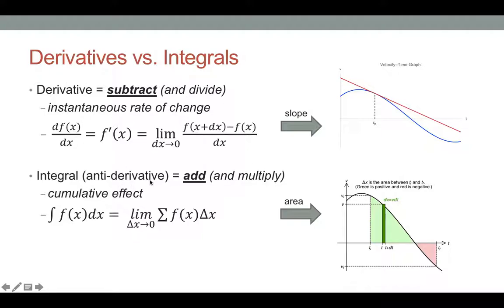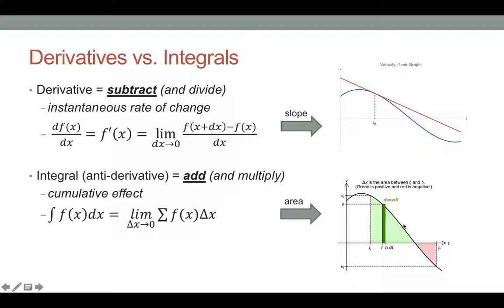In integration, we're doing the opposite. We're adding things up, that's what this sigma right here is, and we're multiplying things together in order to get the area as opposed to the slope. So this multiplication gives us the area of the rectangles. Adding them all up gives us the overall area under the curve. So in a sense, integration is the opposite of differentiation.